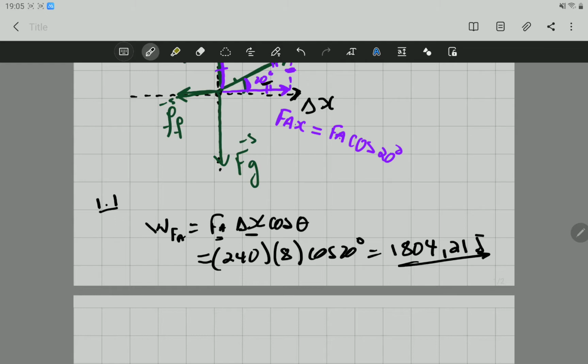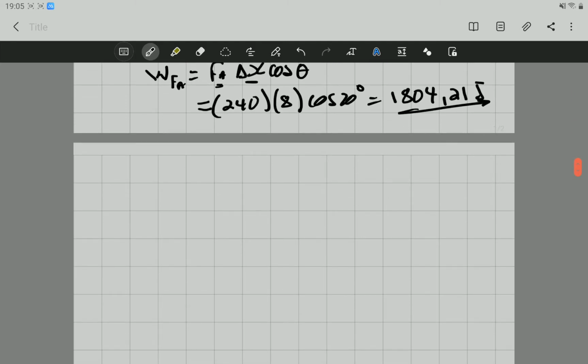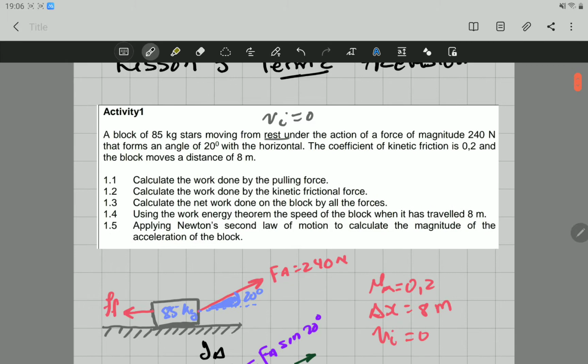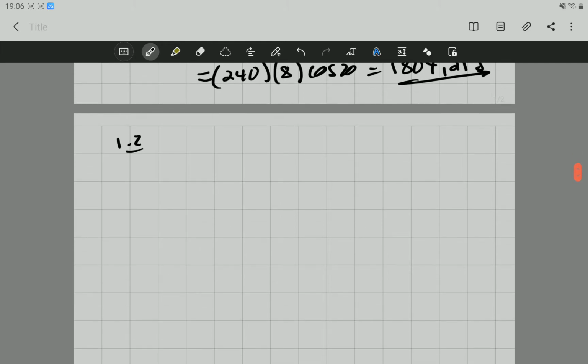Right, let's go to 1.2. 1.2 is a question a little bit tricky because we have to make use of Newton's laws done in previous grades, in grade 11 or other grades. Now in 1.2 they said calculate the work done by the kinetic frictional force. So let's start by writing the formula needed to calculate the work done by the frictional force.